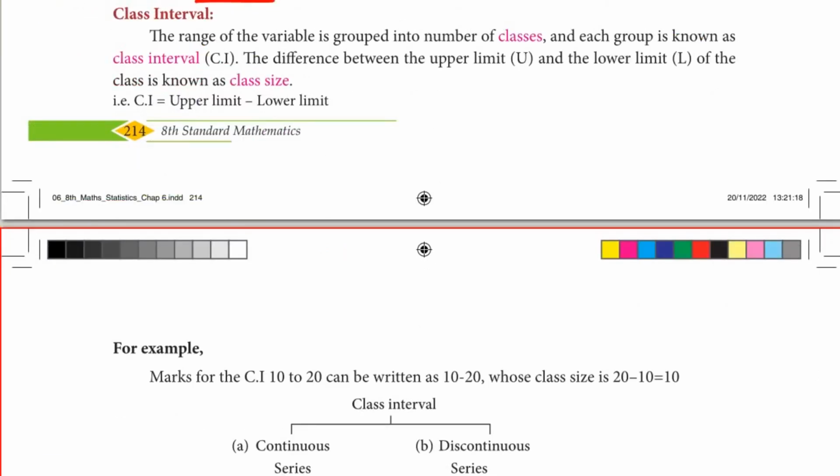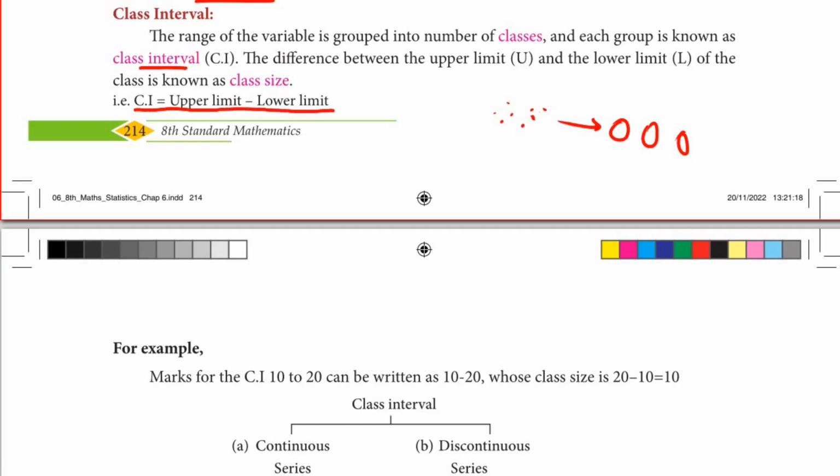Okay, class interval. Now the range of variables is grouped into a number of classes. You remember, this is the data. So now I am doing a grouping. So these are the classes, and each group is known as a class interval. And you see the difference between the upper limit and the lower limit of the class is known as class size. See, class interval is equal to upper limit minus lower limit.